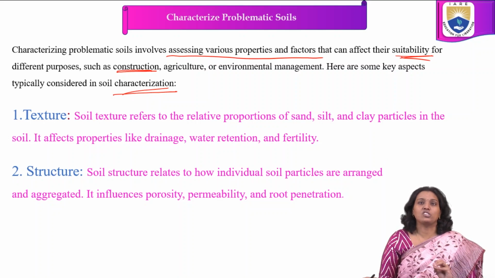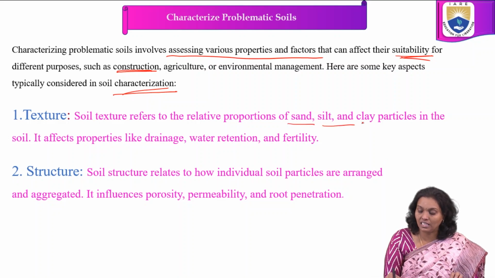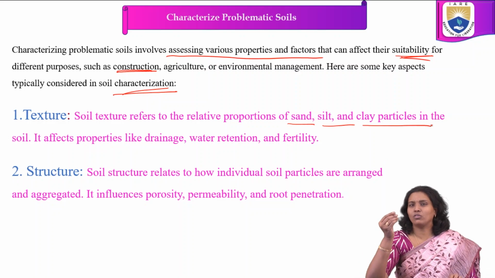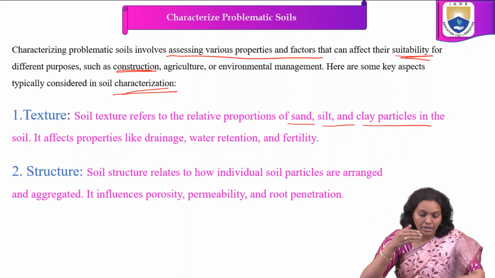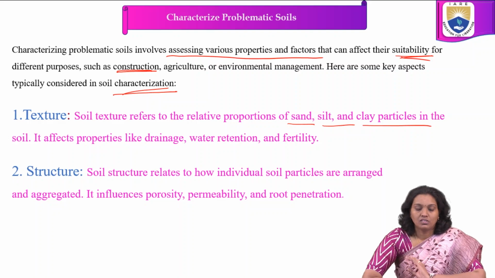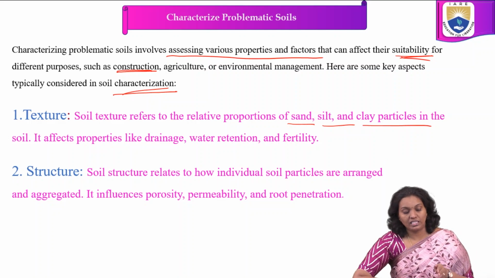Coming to the structure, soil structures reflect the relative properties such as sand, silt and clay particles. We may understand this using our fingers and rubbing. Based on the feel, we may identify which type of soil it is. It affects properties like drainage, water retention and fertility. These are the major properties that affect the various purposes for which we use soils in various regions.